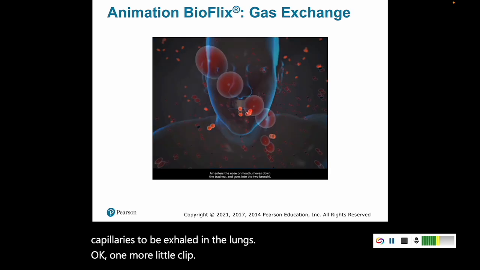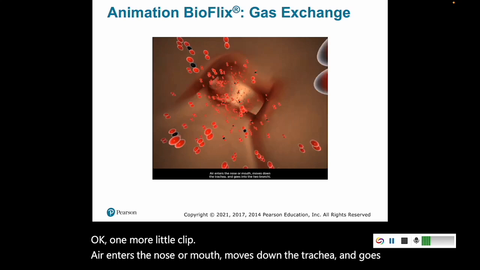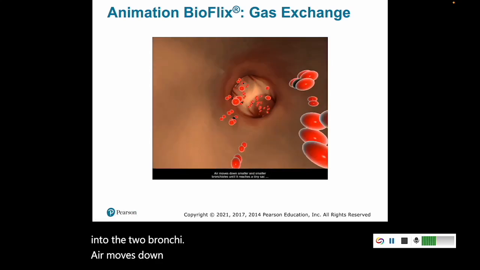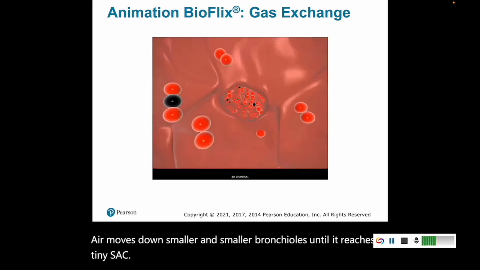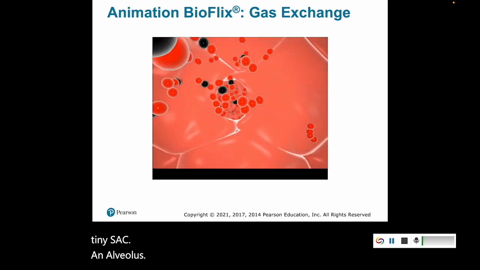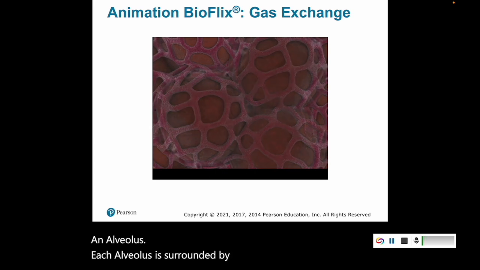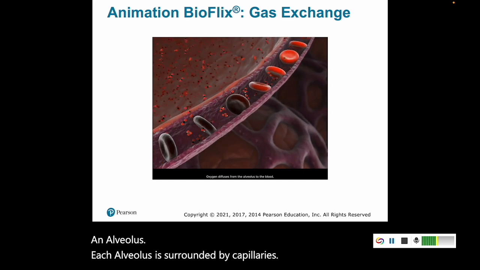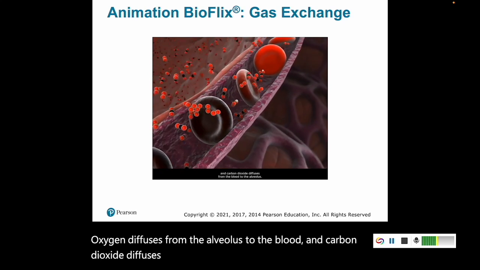Air enters the nose or mouth, moves down the trachea, and goes into the two bronchi. Air moves down smaller and smaller bronchioles until it reaches a tiny sac, an alveolus. Each alveolus is surrounded by capillaries. Oxygen diffuses from the alveolus to the blood, and carbon dioxide diffuses from the blood to the alveolus.